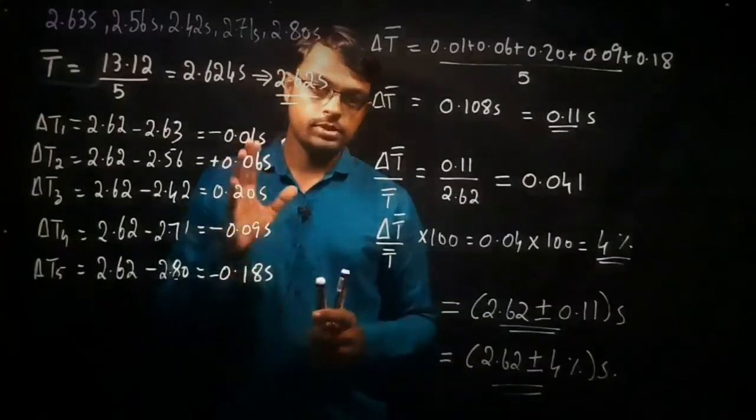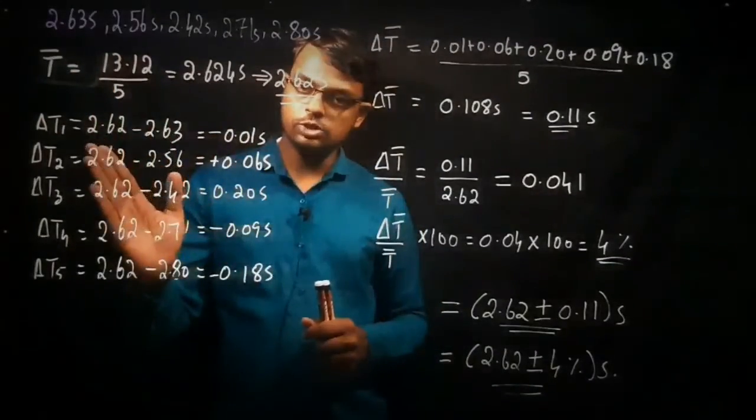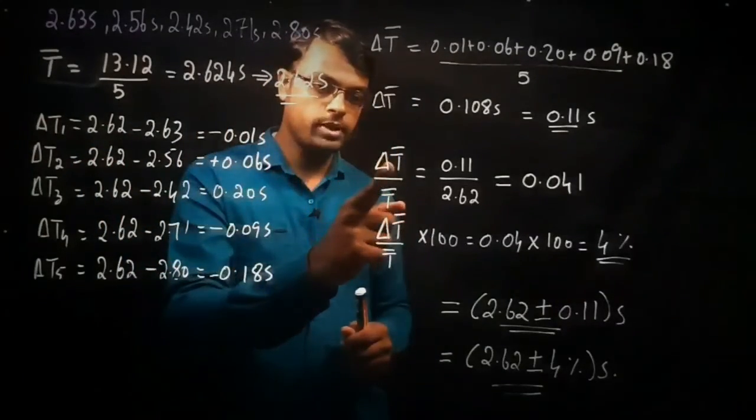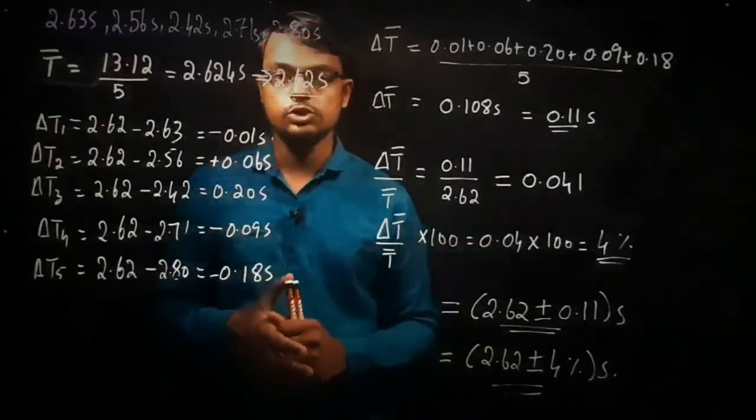I hope it is clear how to find the mean value, then find the absolute error in each measurement, then find the mean absolute error and the ratio of the mean absolute error to the true value, and multiply by 100 to get the percentage error. Hope it is clear.